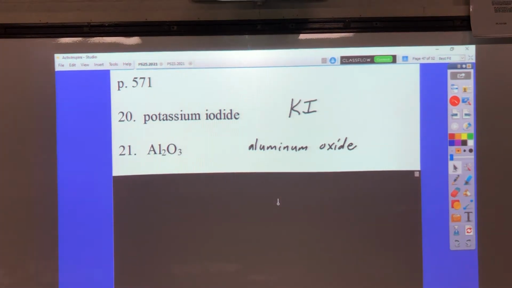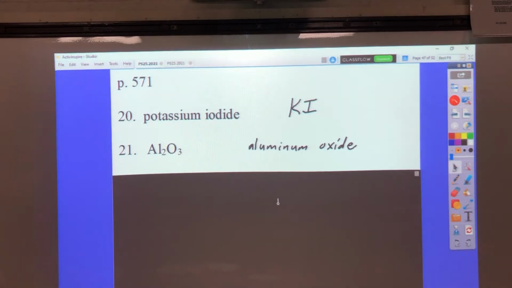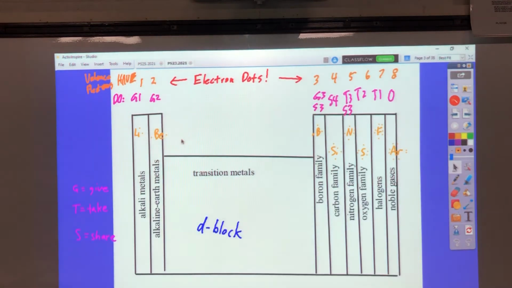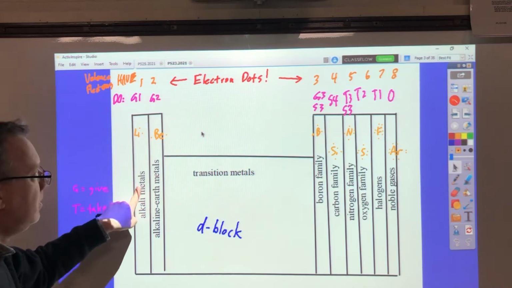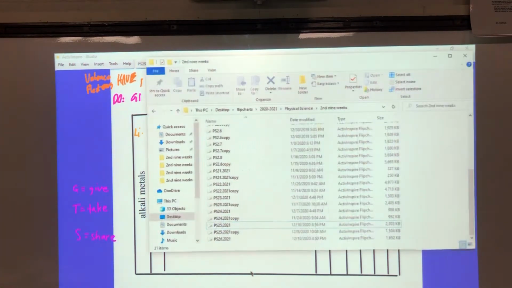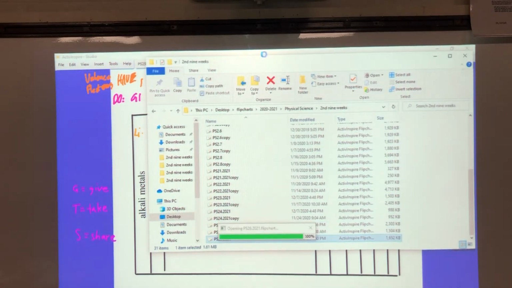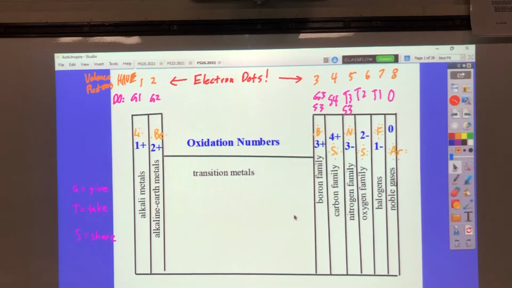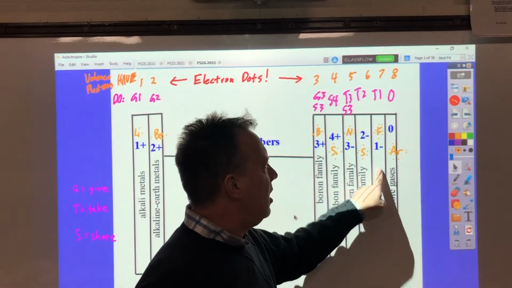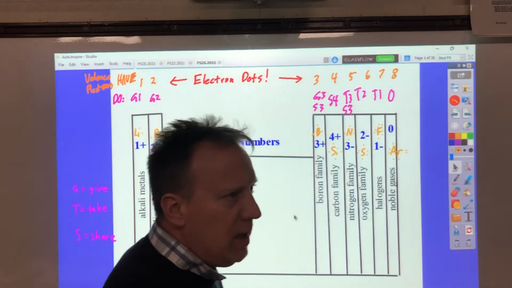Okay? Sulfur dioxide. The next one, question 22. Determine the oxidation number of each atom in the following compounds: sodium chloride and iron(III) oxide. Okay, sodium chloride, sodium is here. So its oxidation number, if I go back to the, it's right here, I can pull this one up. Sodium's oxidation number is 1 positive. Chloride's oxidation number, chlorine's here, it's 1 minus.